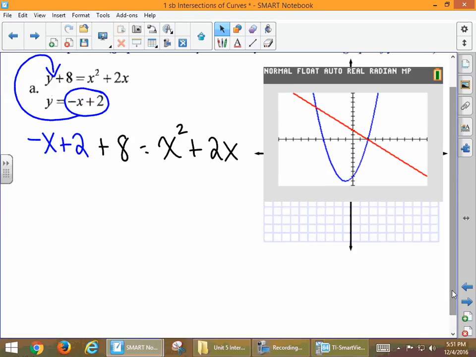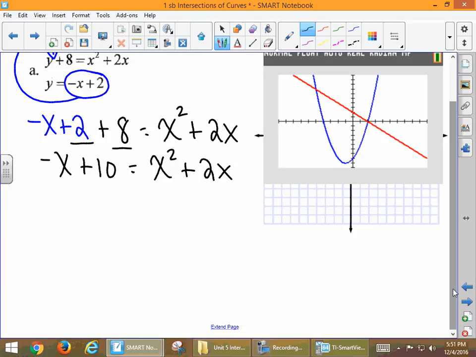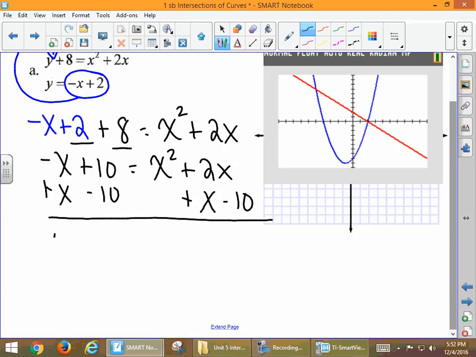So if we look over here on the left side, we're left with negative x plus 10 when we combine these like terms. And over here we have x squared plus 2x. And the fact that we have x squared in there means that we need to eventually factor. So let's move everything over here to the right side of the equation. Keep the x squared term positive. It'll be much easier to factor. We get x squared plus 3x minus 10 equals 0.